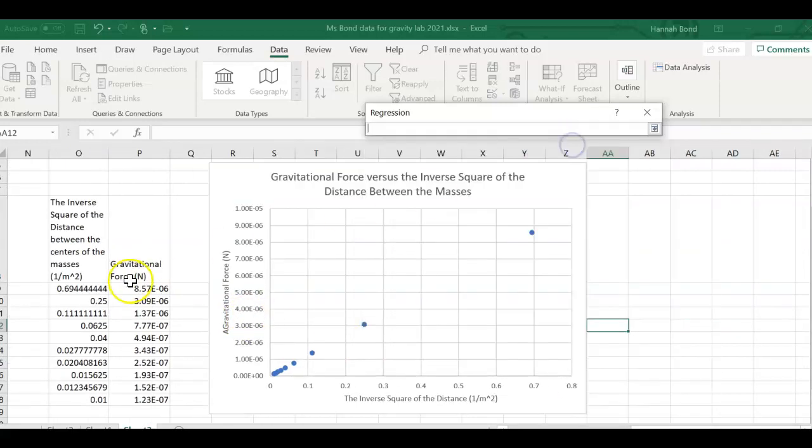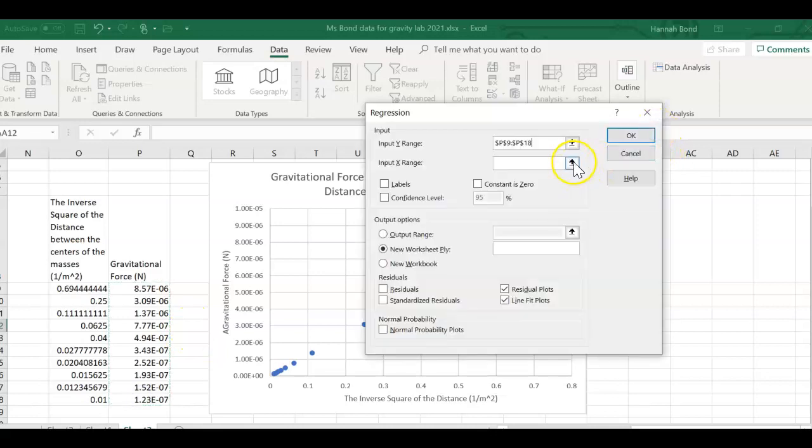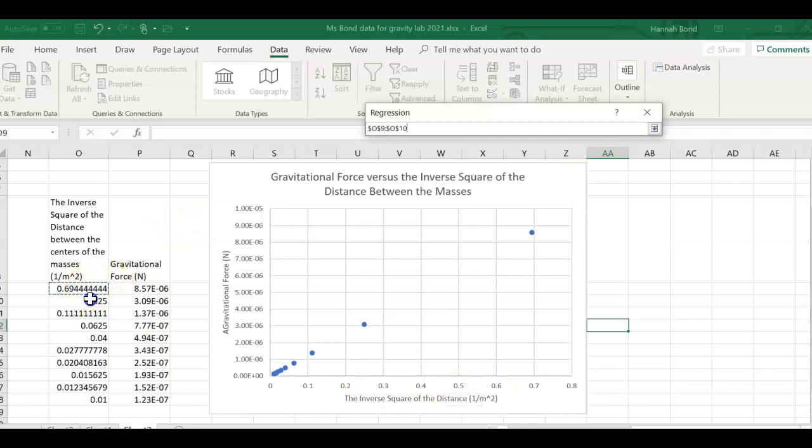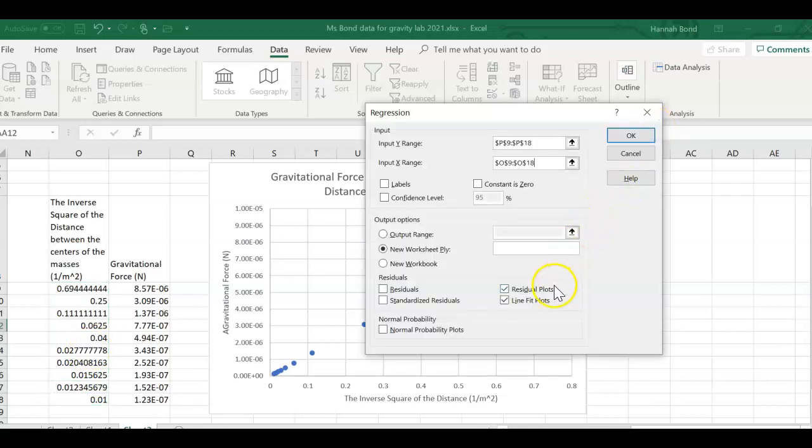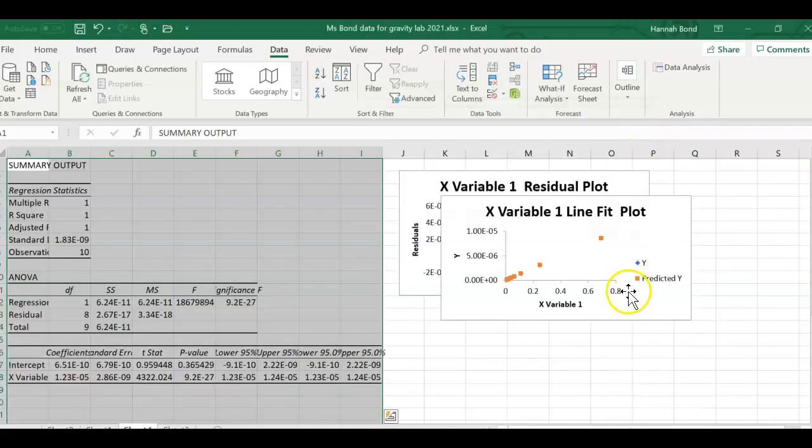So I will click here to go back to the sheet, and I'm going to highlight the cells that have the gravitational force data. Then I need to put in the data that has the information on the x-axis, and so I'll click here to go back to the sheet, and I'm going to click the cells that have the inverse square of the distance. Okay, and then before I click OK, I want to make sure that I have put checkboxes for the residual plots and the line fit plots, and then say OK.